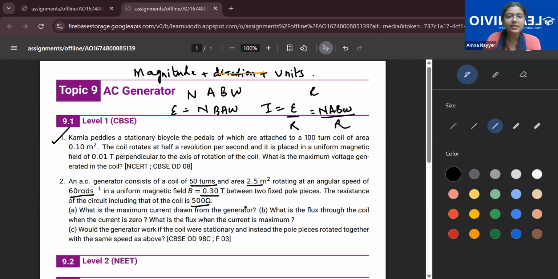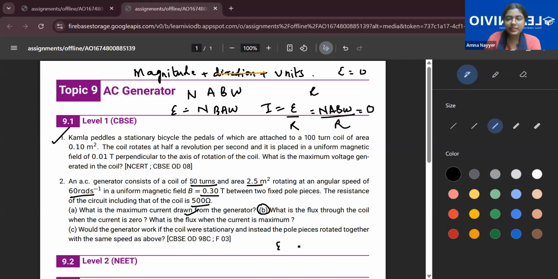Now it says, what is the flux? This was missing in your answer sheet. This part was correct. What is the flux through the coil when the current is zero? What's the value of flux when the current is zero? And what is the flux when the current is maximum? This basically says that when the current is zero, this whole term is zero. EMF will be zero.